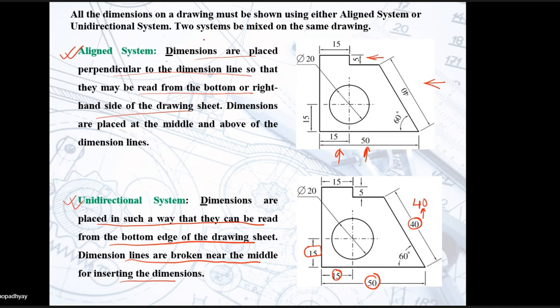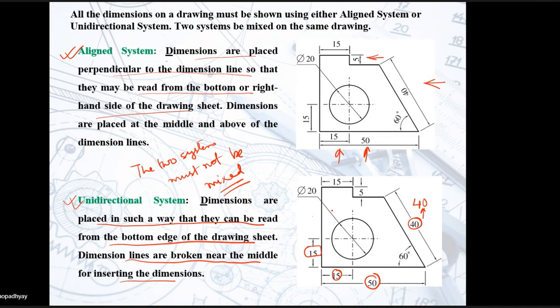Now the two systems must not be mixed in a drawing. If you are drawing on a single sheet and providing dimensions using the aligned system, all dimensions should be provided in the aligned system. So you cannot mix up the aligned and the unidirectional system. If you are using the unidirectional method, you have to use the unidirectional method itself, right?